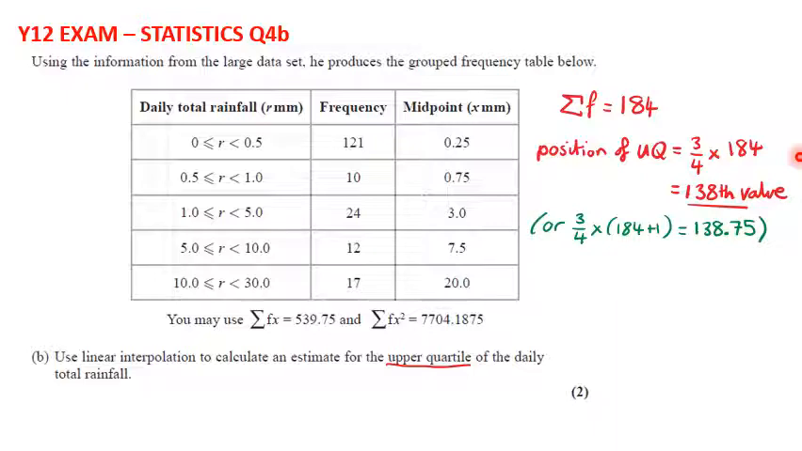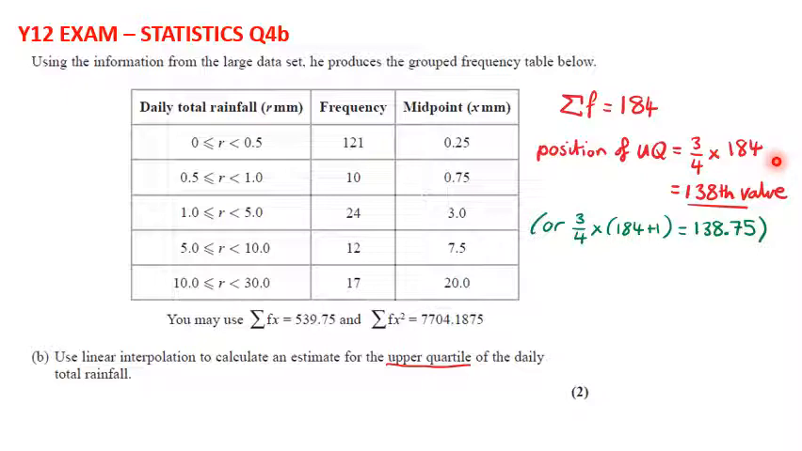Now, if you did 3/4 of n plus 1, 184 plus 1, you would be looking for the 138.75th value. That's fine, as long as you're consistent all the way through, you would still get full marks on this question. But generally here, because our data here is continuous, we would just take 3/4 of n, of the total frequency.